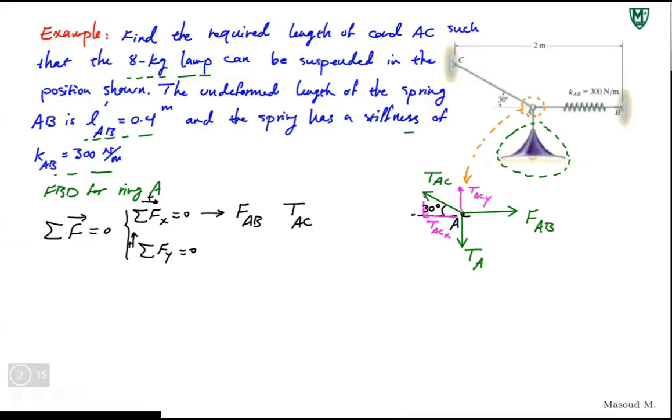TAC cosine 30. Cosine 30, exactly. Cosine 30 degrees. And it's to the left, I took right direction as positive, so it's negative. And that's all I have in X direction. In Y direction, I have TA downward. I took upward as positive, so it's negative, minus TA. And I have TACY. Now, what is TACY? Can someone tell me what's TACY?